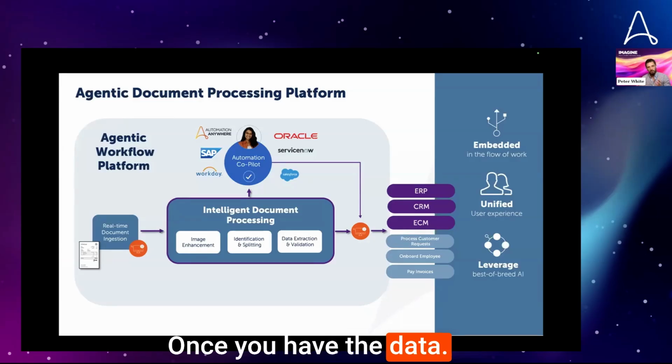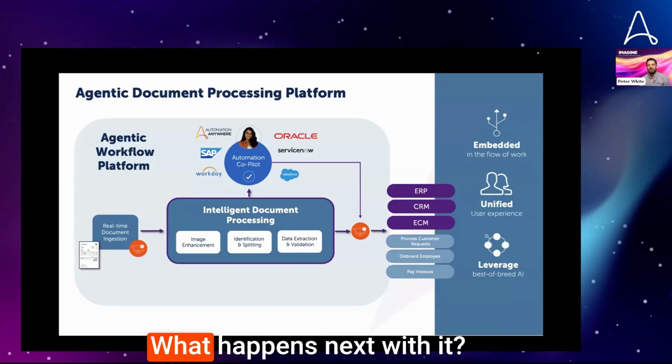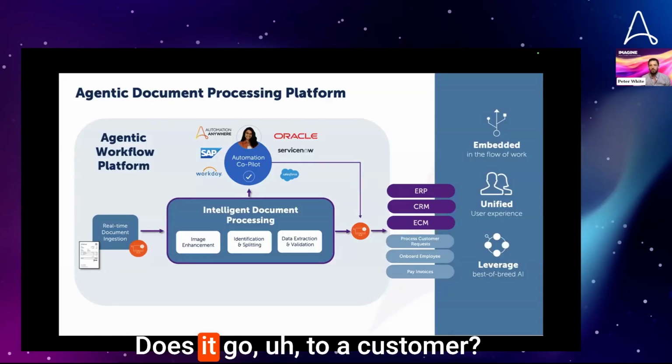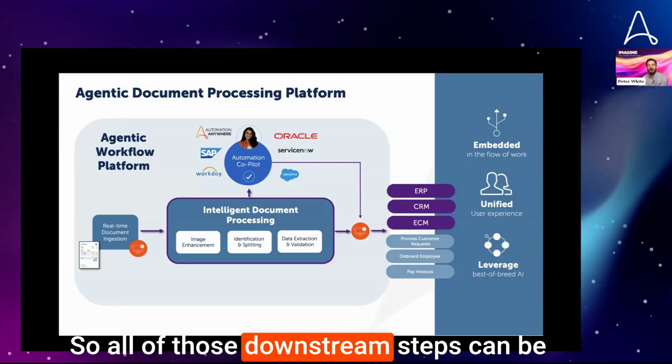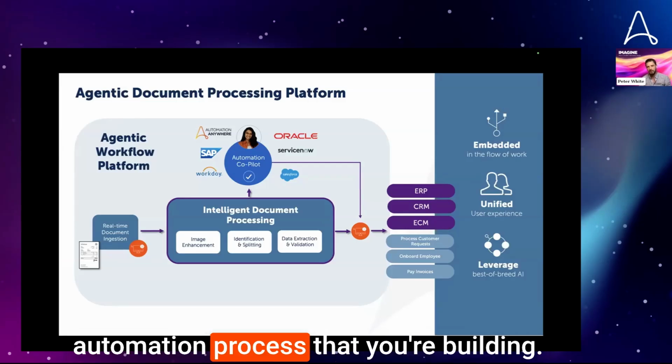Once you have the data ready and validated, then you can push this data downstream. What happens next with it? Like I said, does it update your ERP? Does it go to a customer? Does it result in paying an invoice? So all of those downstream steps can be automated as part of this single automation process that you're building.